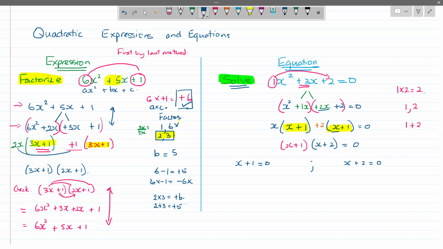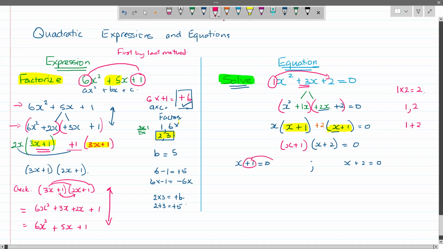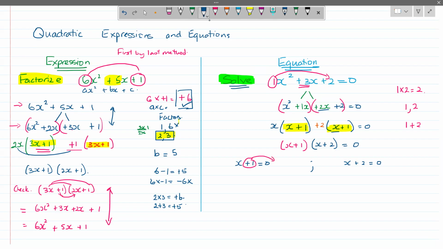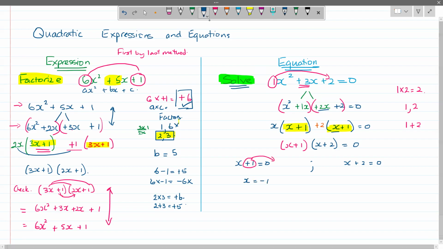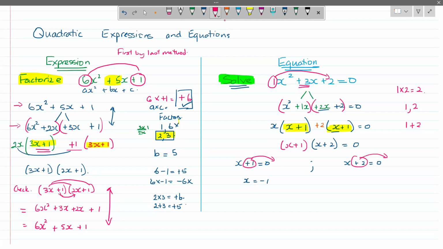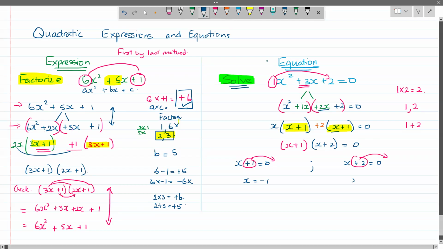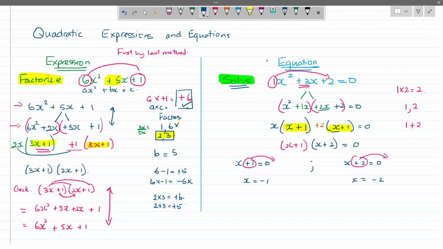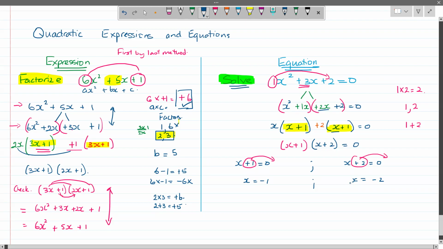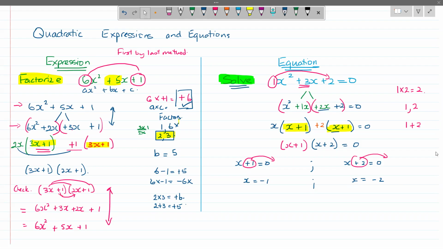And then we solve like we usually would any linear equation. Carry the 1 across. We're going to get x equal to negative 1. Carry this 2 across. We're going to get x is equal to negative 2. Right? So for a quadratic equation, you would usually get two values of x in most instances. Right? And that's how we do quadratic expressions and quadratic equations. Yeah?